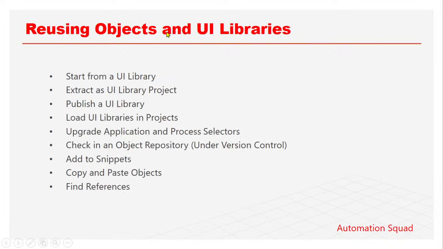Then reusing the objects and UI libraries. Starting from the library, I will be showing all the steps while publishing the library. So we need to start a library, extract library, publish library, and load UI elements into projects, upgrade application and process selectors, checking into object repository, which comes under version controlling, and add to the snippet and copy paste objects and find references.